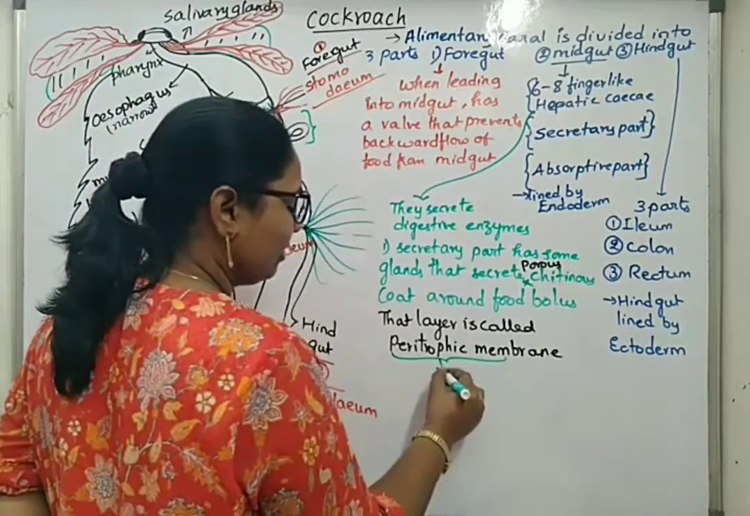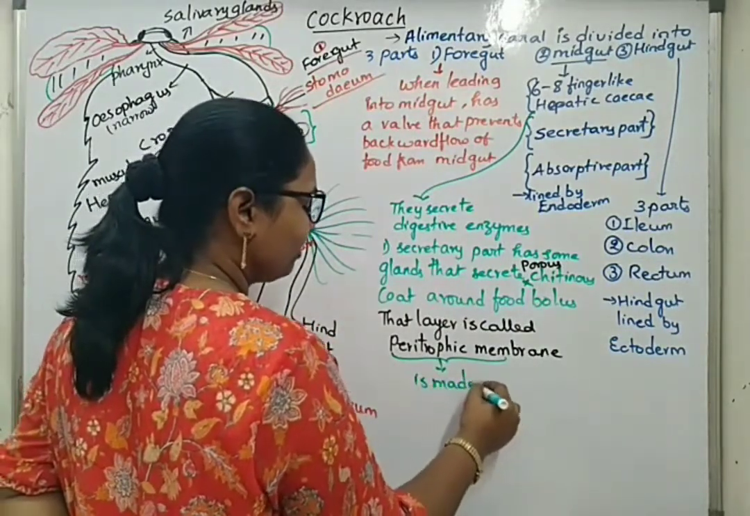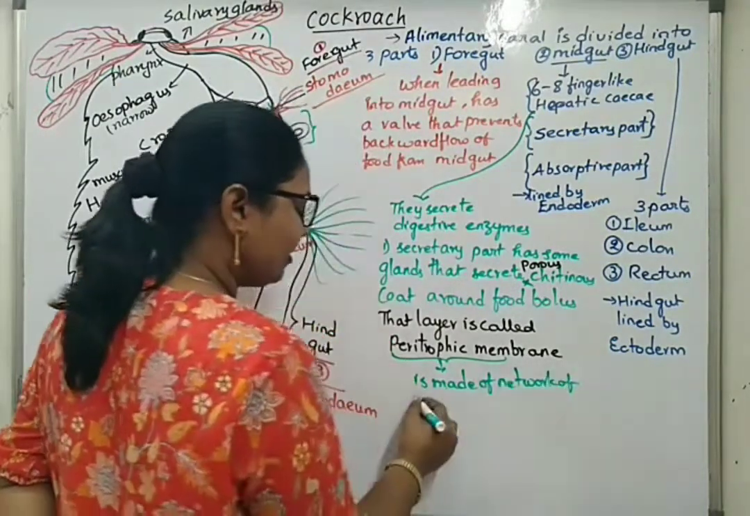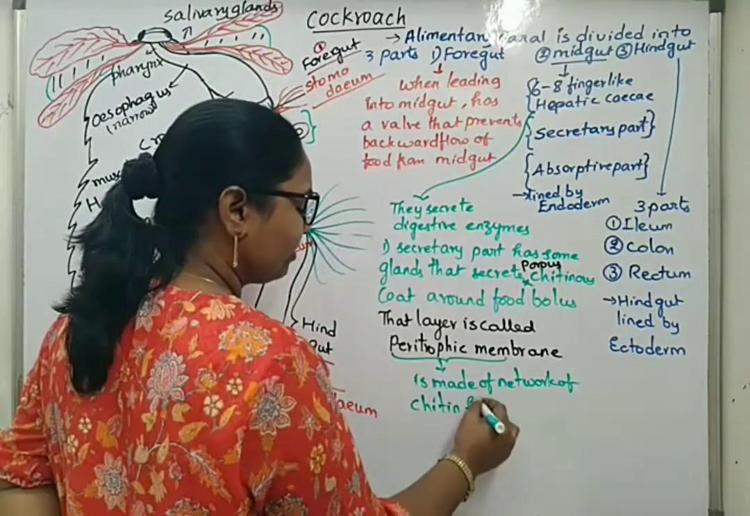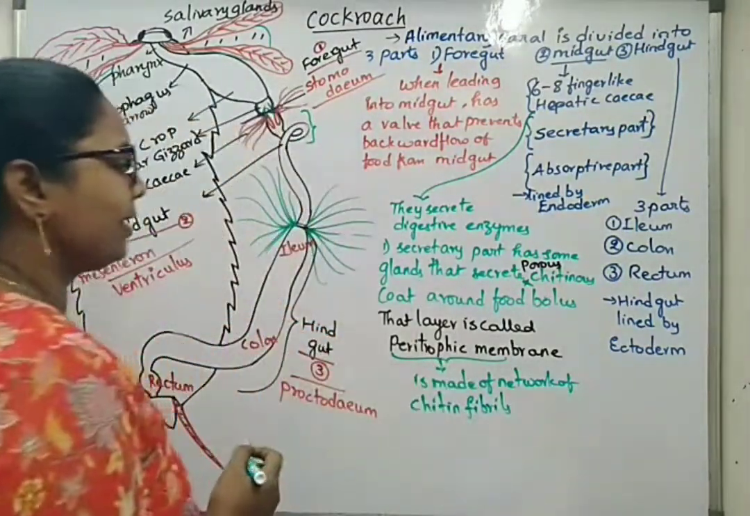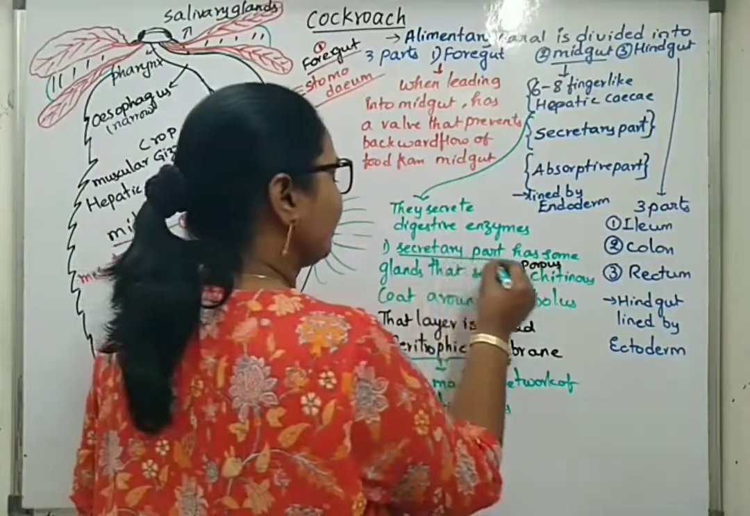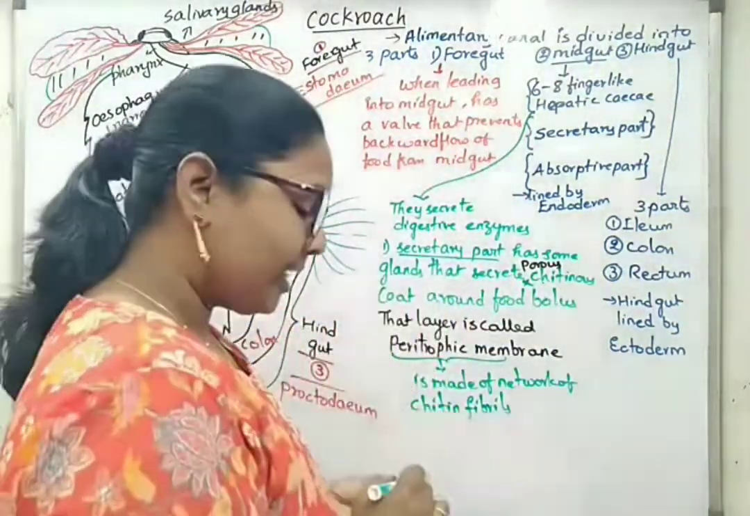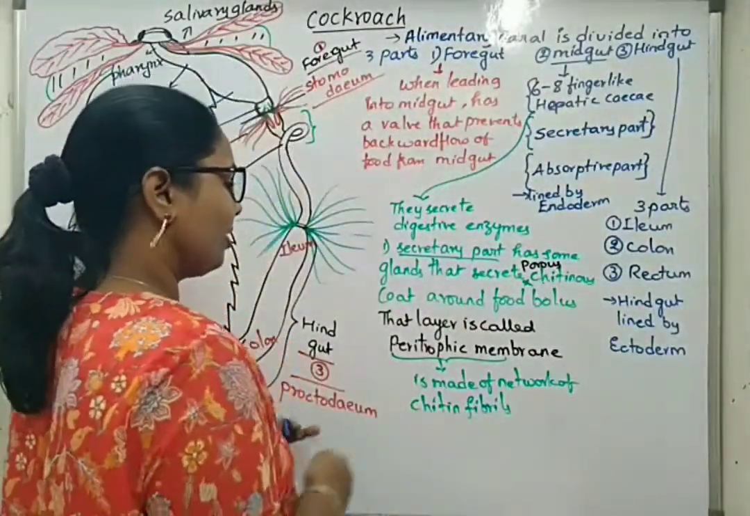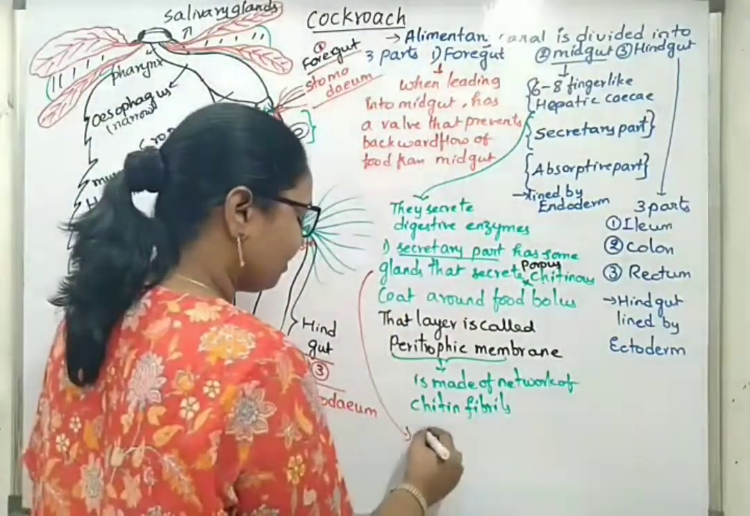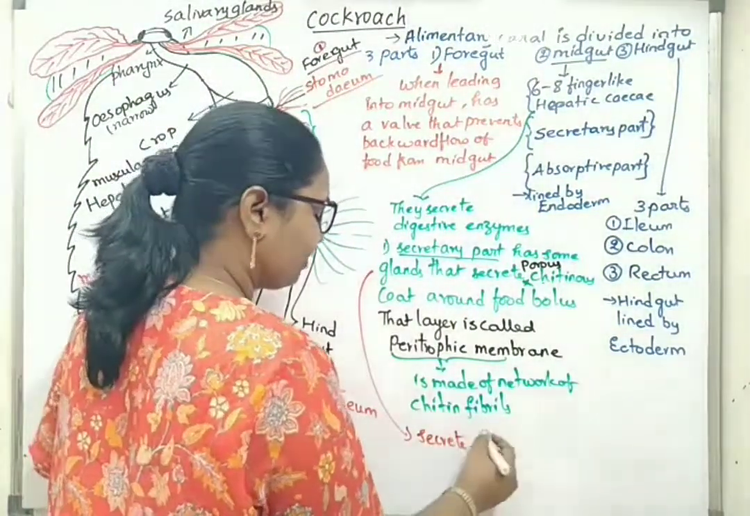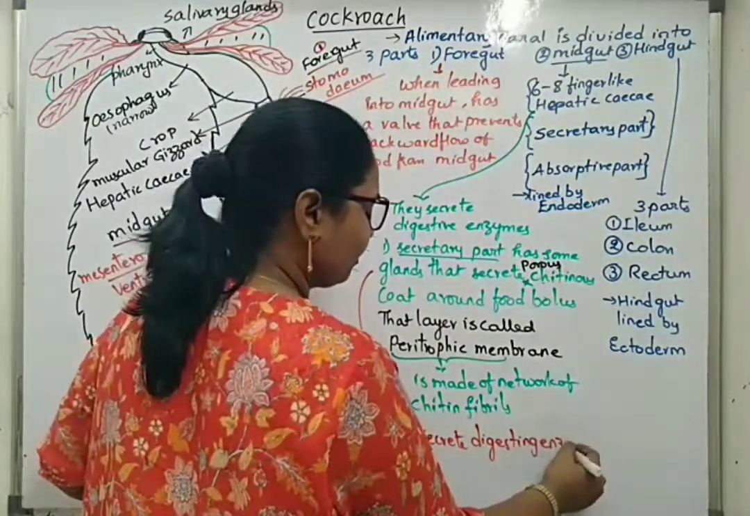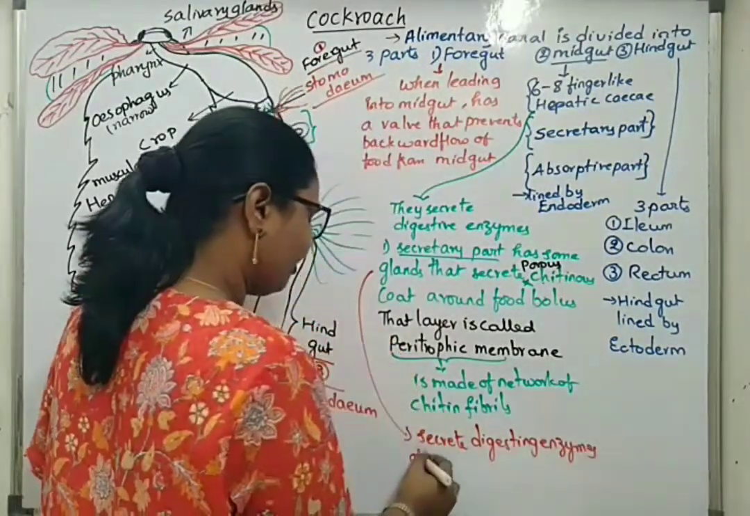The peritrophic membrane is made of a network of chitin fibrils. Now, this secretory part secretes a chitinous coat around the food bolus, along with some of the enzymes that are required for digestion of food. So these glands secrete digesting enzymes of food.